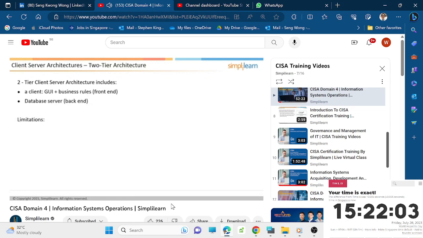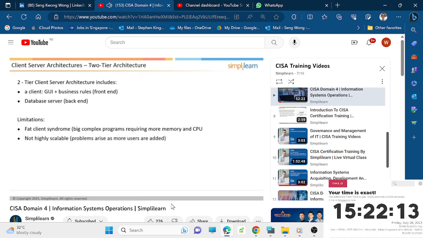Limitations of this architecture include a fat client syndrome, for example, big, complex programs requiring more memory and CPU, and this architecture is not highly scalable. For example, problems arise when more users are added. Let us look at 3-tiered architecture in the following screen.